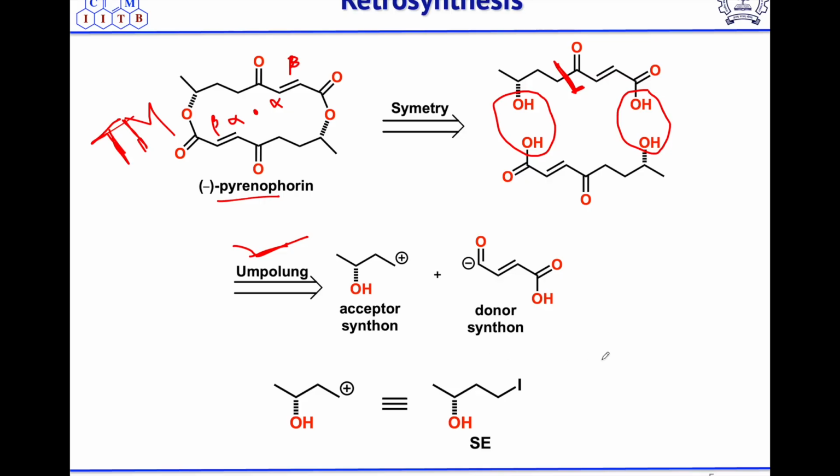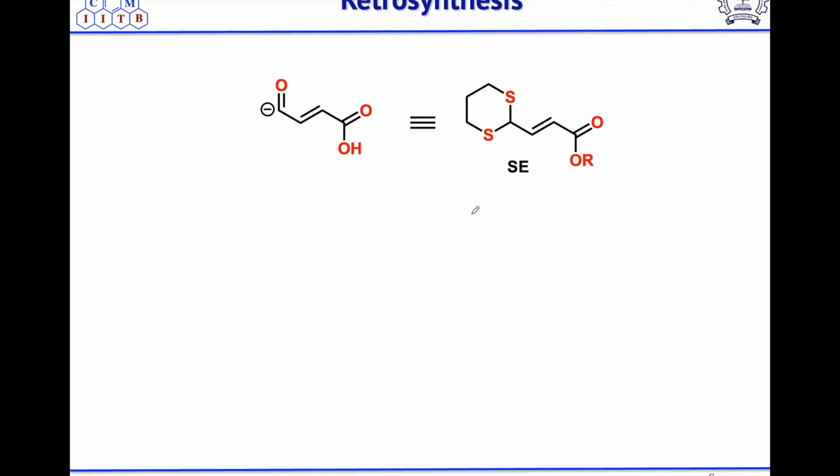So we have to think about umpolung chemistry. So this we could get from this. What will be the synthetic equivalent? This will be the synthetic equivalent because it has one acidic proton. We can easily generate the carbanion here by abstracting this acidic proton, right? So from here we get the synthetic equivalent for this donor synthon.